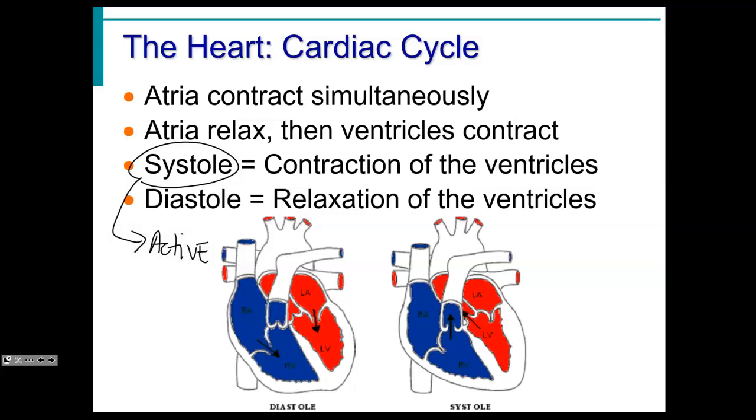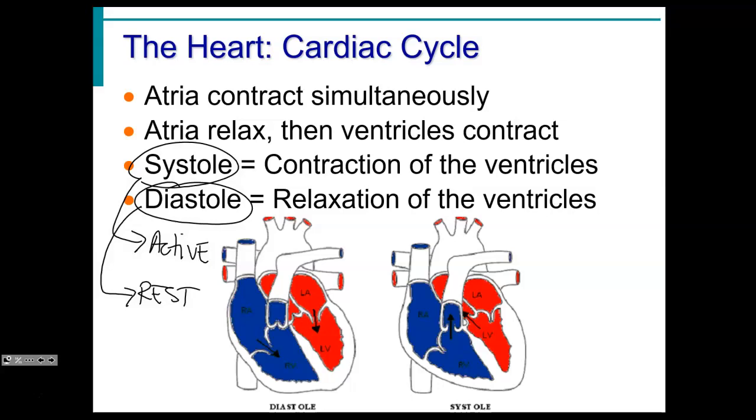Okay? Diastole is when the heart is at rest. Now, when I say heart, I'm referring to the ventricles because the ventricles are what's going to be pumping the most amount of blood, and that's where the most impulse is occurring in the heart. So systole is when the ventricles are active, and diastole is when the ventricles are at rest.